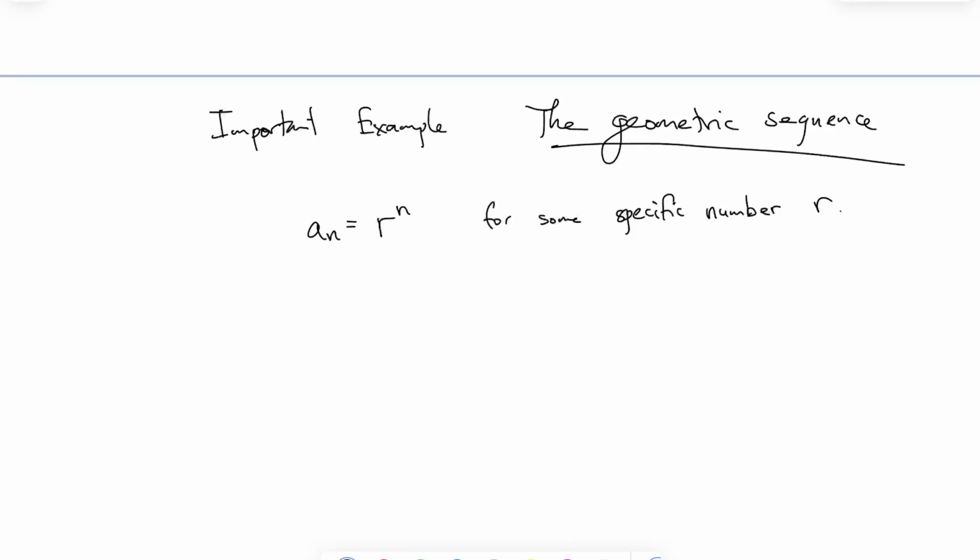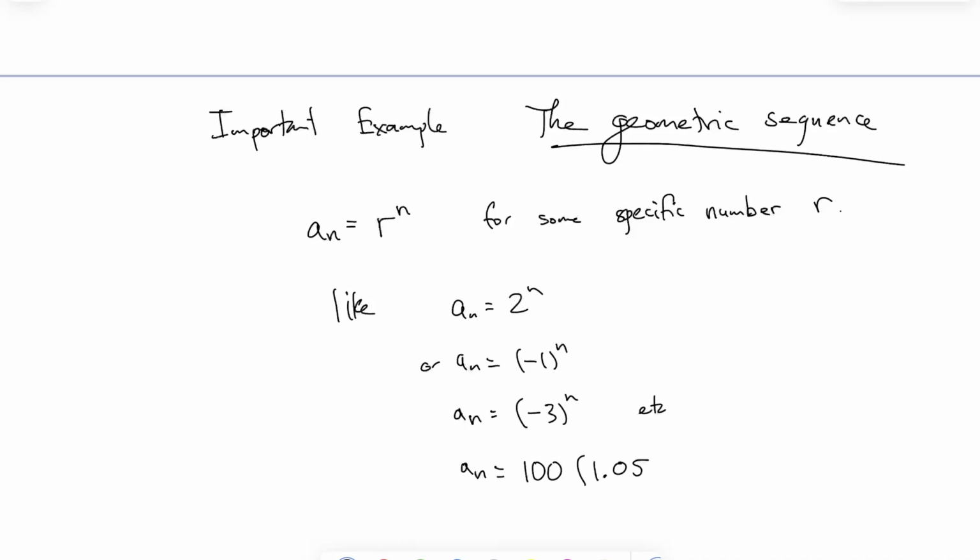So I could be talking about, like, a_n equals 2 to the n, or a_n equals minus 1 to the n. Is this one that we've been talking about? Or a_n equals minus 3 to the n, etc. Or something like a_n equals 100 times 1.05 to the n.